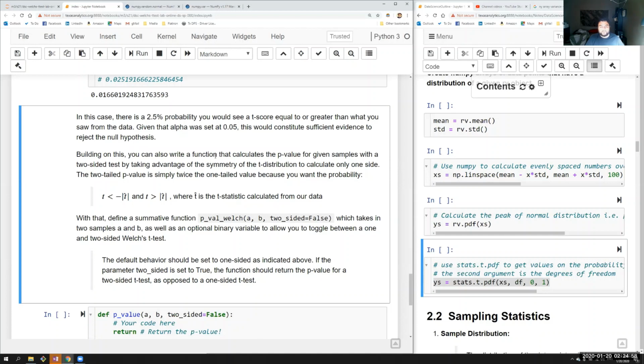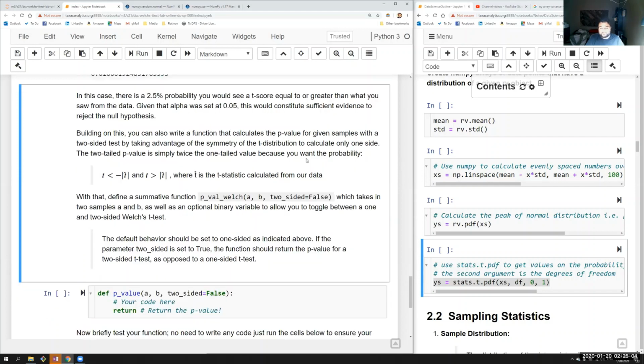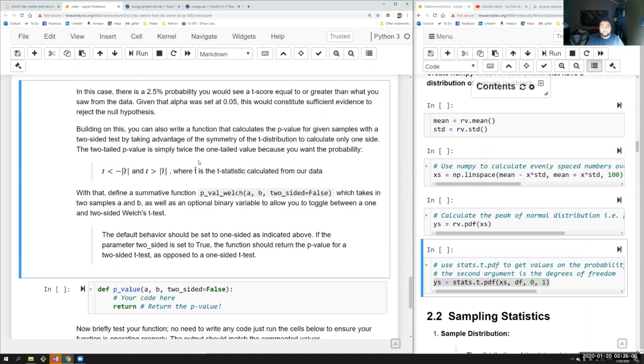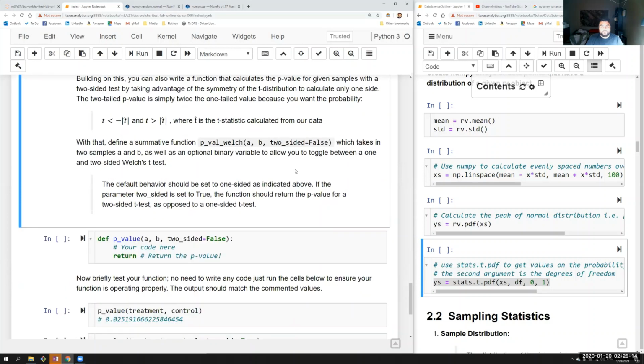Building on this, you can also write a function that calculates the p-value for given samples with a two-sided t-test. By taking advantage of the symmetry of the t-distribution, calculate only one side, right? The two-tailed p-value is simply twice the one-tailed p-value because you want the probability. Okay? T, where t is less than absolute... okay, greater than what? Where t hat is the t statistic.